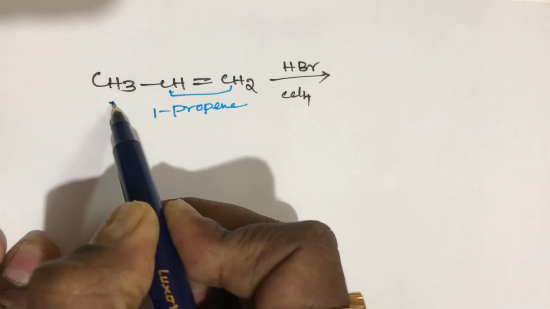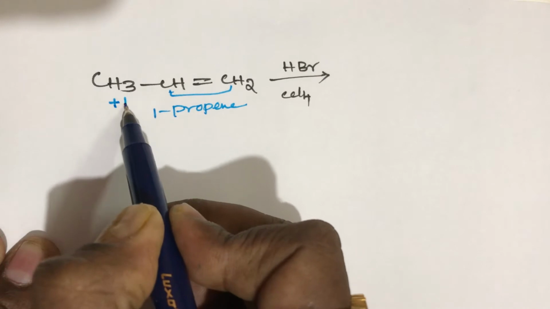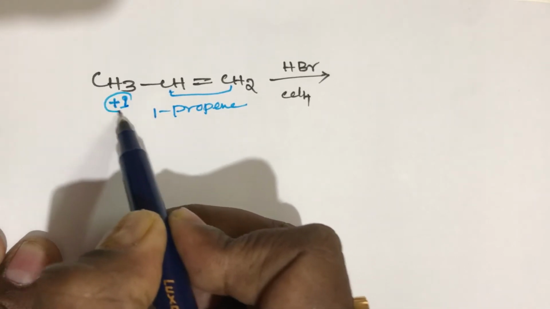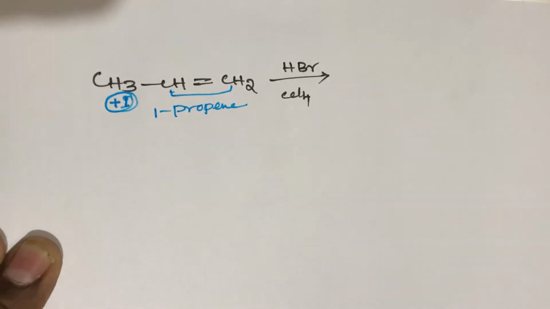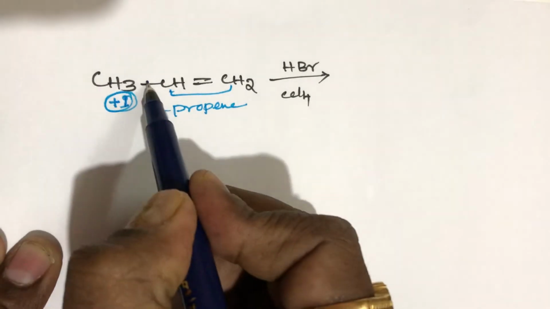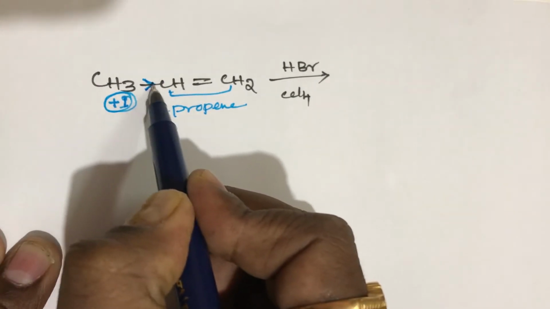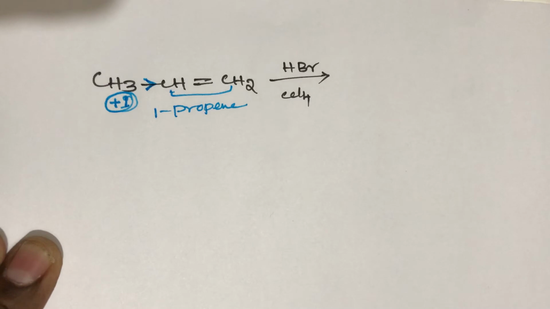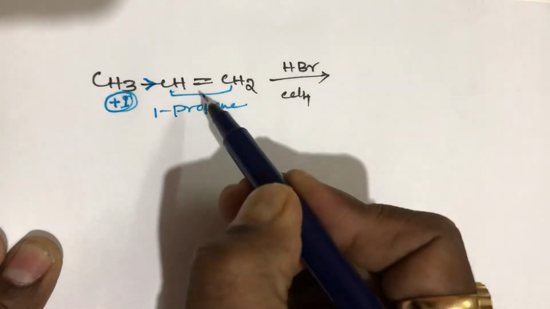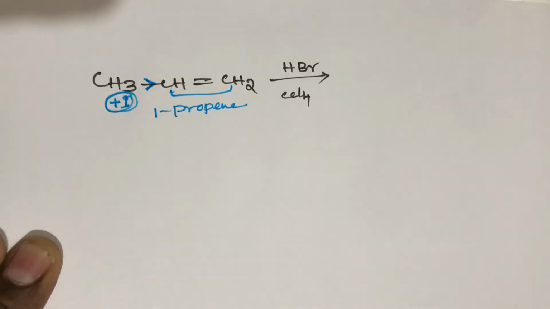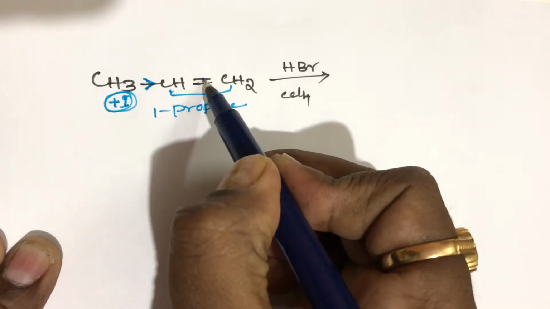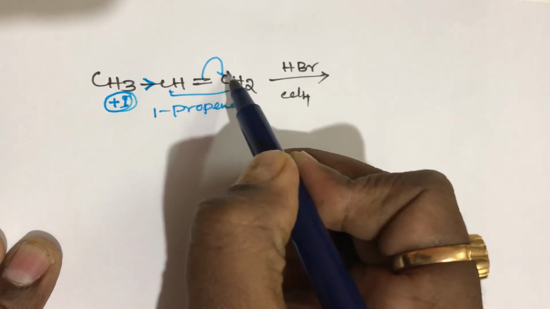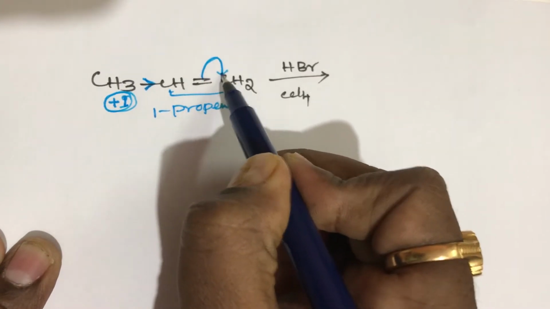What is the role of the CH3 group? This CH3 group belongs to the plus I group. What is the role of a plus I group? A plus I group is always electron releasing. So, in this compound, in the first step the bond breaks. That means this bond shifts towards the right hand side only.